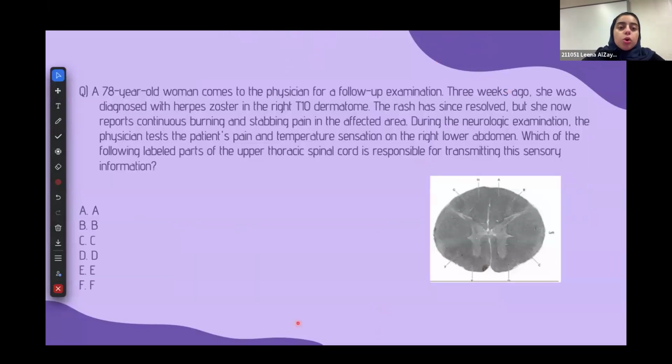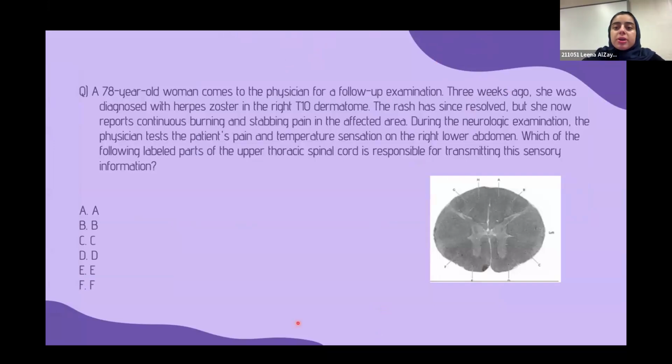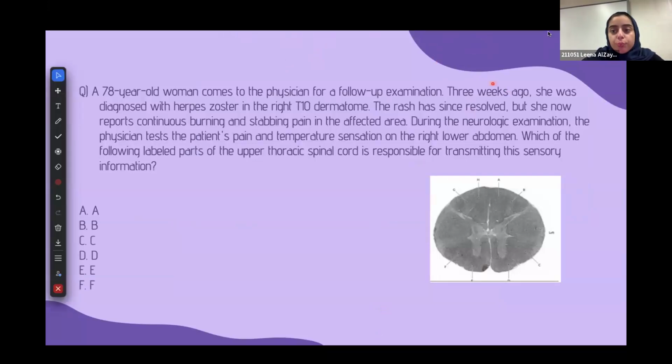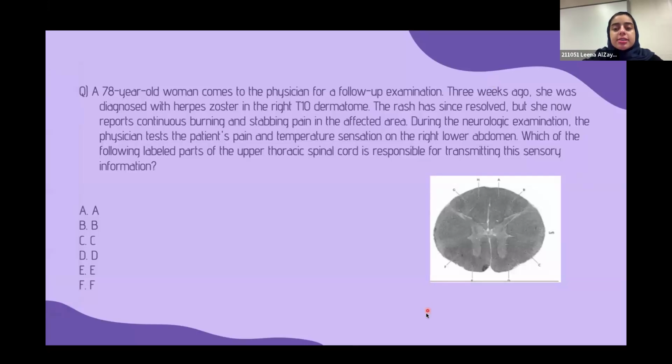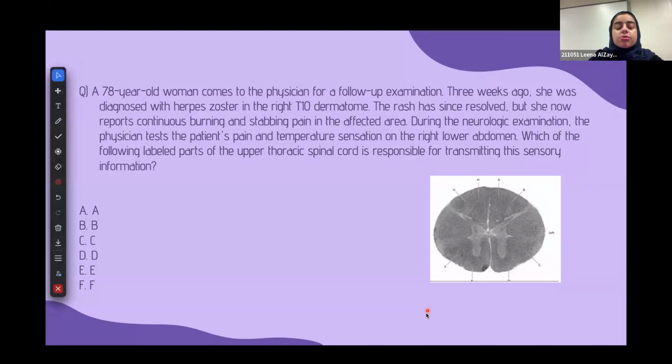Okay, a 78-year-old woman comes to a physician for a follow-up examination. 3 weeks ago, she was diagnosed with herpes zoster in the right T10 dermatome. The rash has since resolved, but she now reports continuous burning and stabbing pain in the affected area. During the neurological examination, the physician tests the patient's pain and temperature sensation on the right lower abdomen. Which of the following labeled parts of the upper thoracic spinal cord is responsible for transmitting the sensory information?